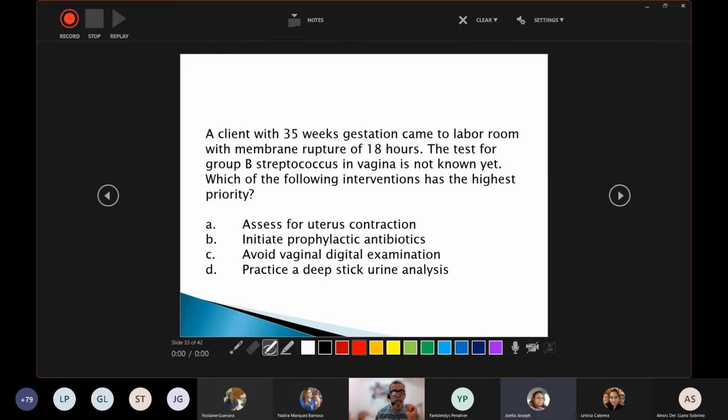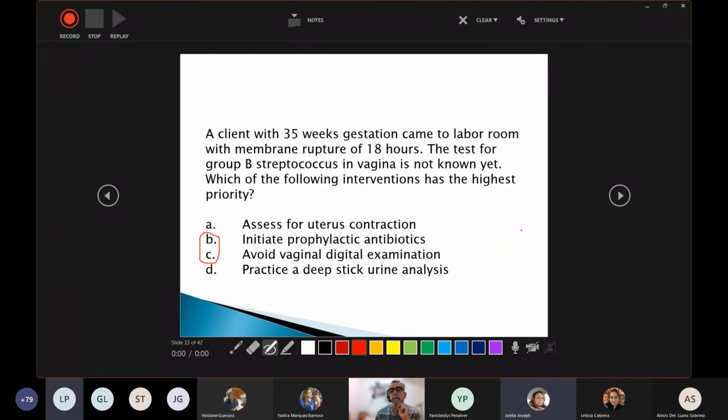So we are obviously between B and C. Okay, B and C. Why is it correct? Why is it true that the protocol says don't do vaginal digital examination? Why?